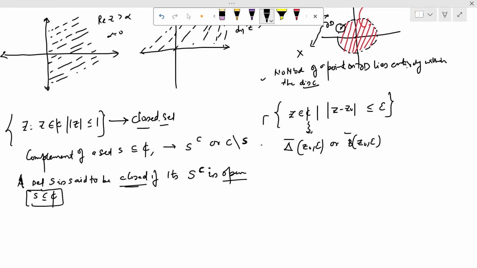So this is how you define a closed disk centered at z naught with the radius epsilon. Is that fine? I hope it is clear. Yes, sir. Okay. All these things you might have done, so I'm not focusing much on this.